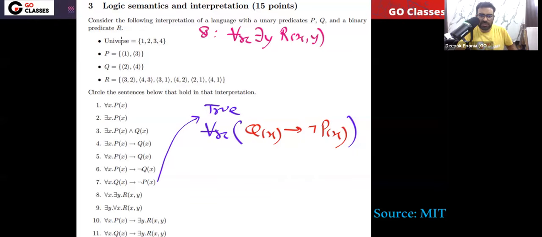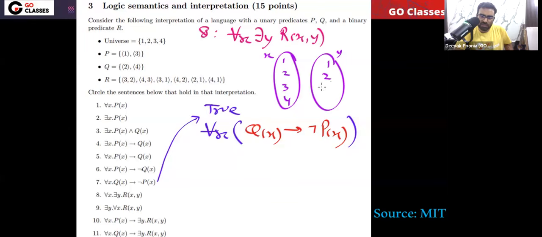So here you can see x and y have the same domain. This is the domain of x, this is the domain of y. We are saying that for every x, there is some y such that Rxy is true. So can I say that for every element in the domain of x, there is some element in the domain of y such that Rxy is true? This is the domain of x, that is 1, 2, 3, 4. This is the domain of y, 1, 2, 3, 4. Can I say that for everyone here, there is someone here such that this R is true?